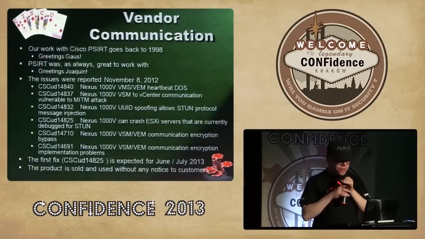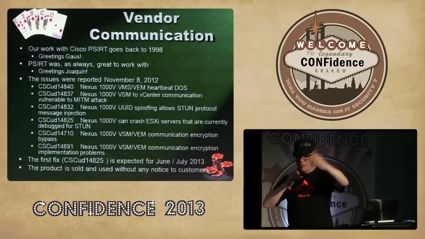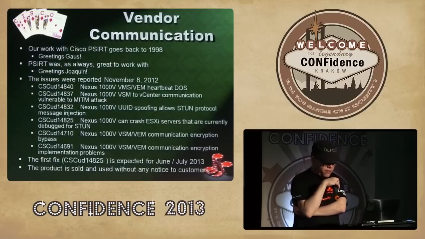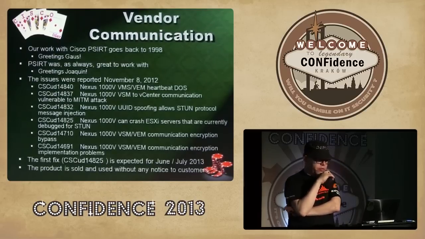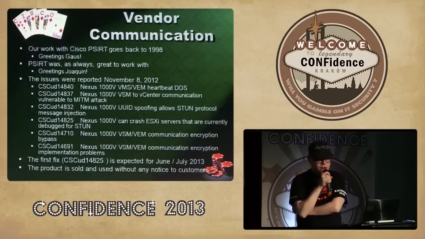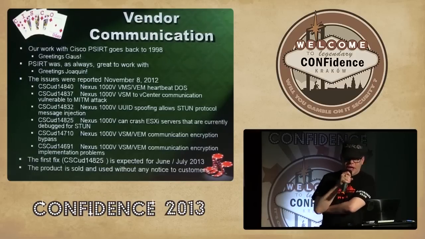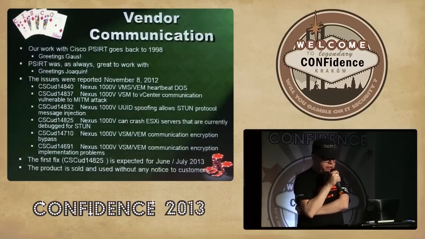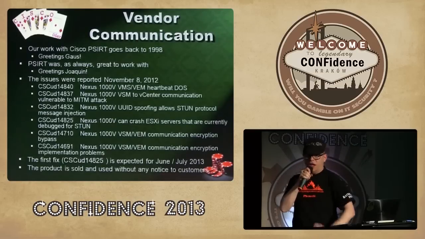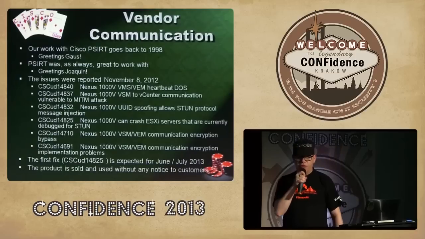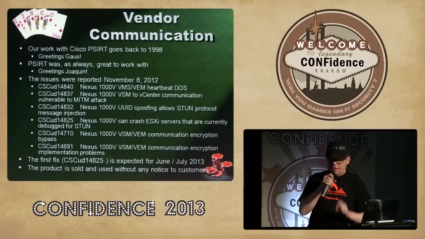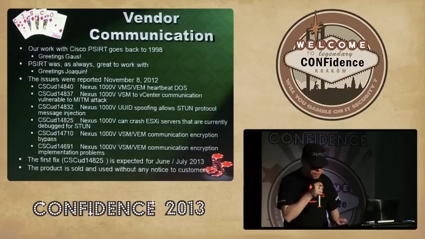Now, we talked to the vendor, right? We're responsible disclosure guys. We worked with PSIRT for over a decade, and we reported those issues in November last year. Unfortunately, none of those are fixed, because the product team takes its time. The first fix is scheduled for July, which is the debug issue on the ESX. Which means introducing a single if statement in their code.